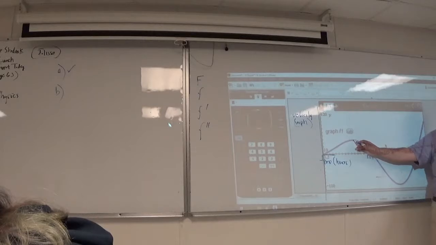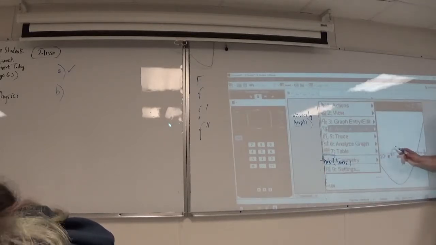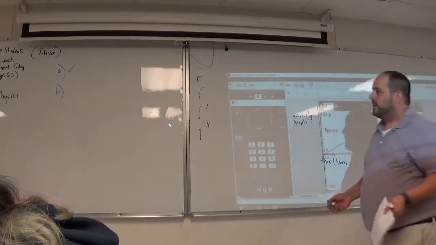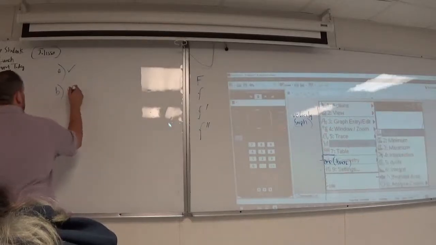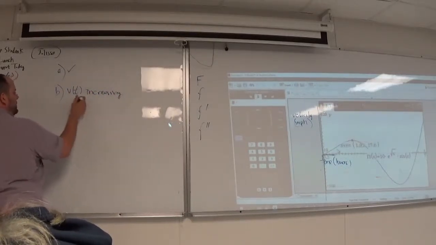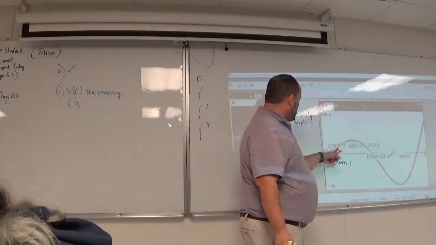Over here, which we know is the max. Where else are we increasing? From the min to the end. So you're going to analyze the graph. So v of t increasing, I think we can all with confidence say from 0 until, did we get the max?